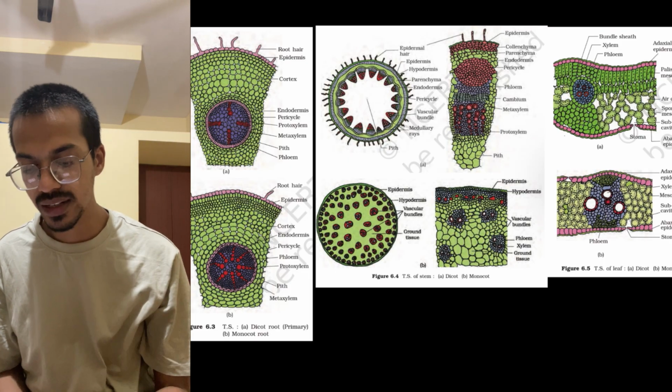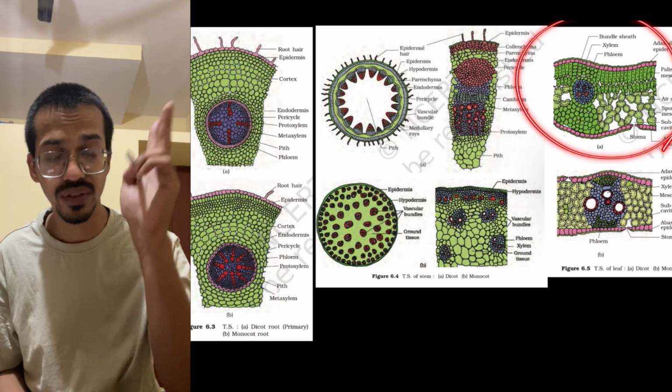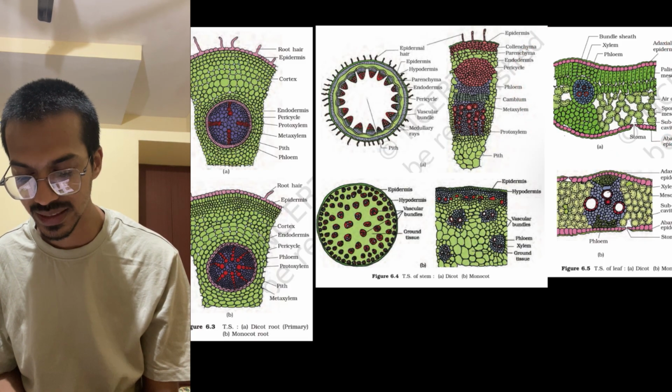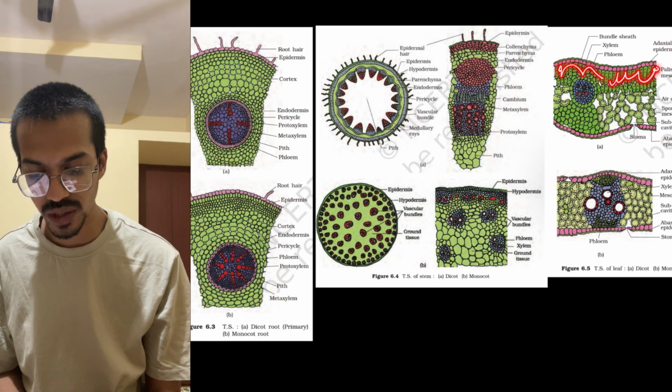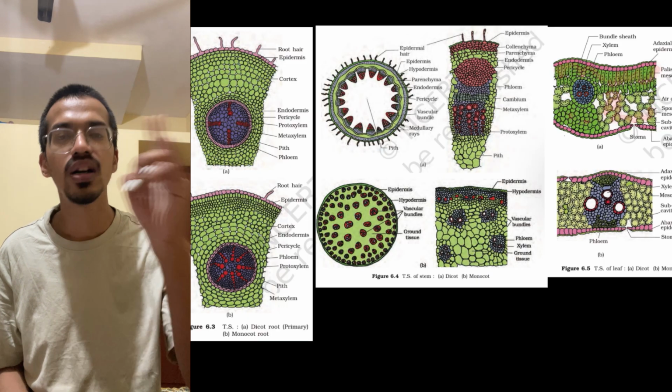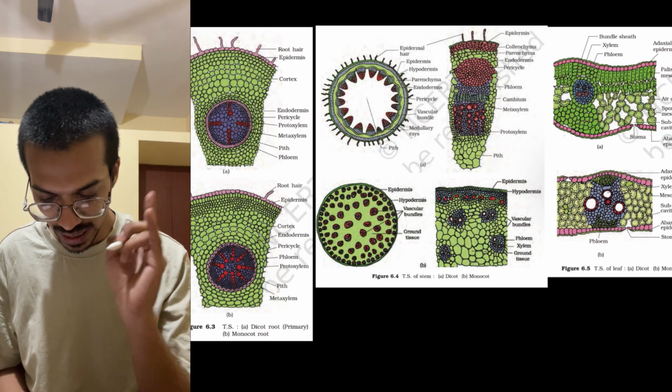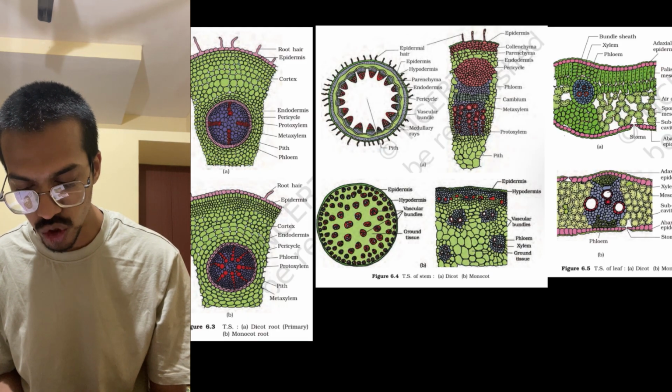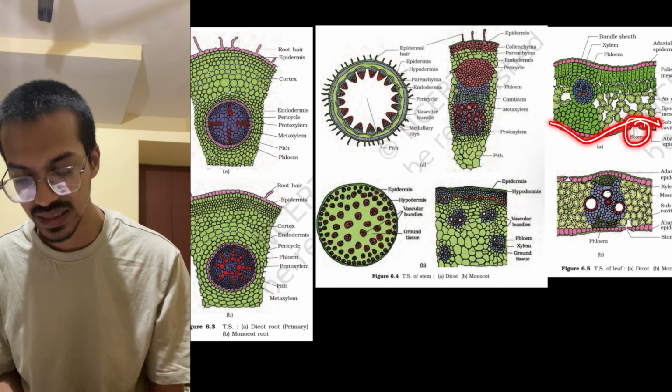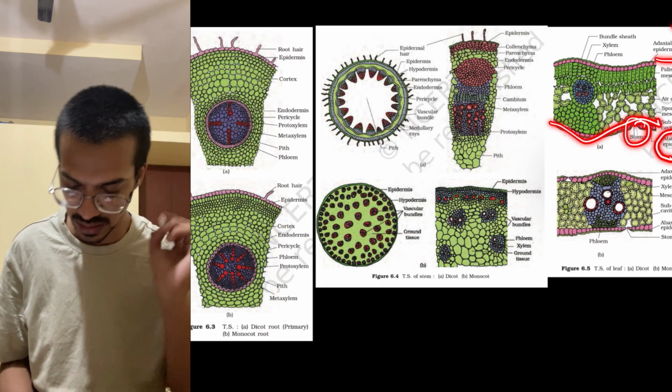Moving on to the leaf part, this leaf is showing two different types of cells. One is these palisade cells and the second is these spongy cells. This is seen in the dicot leaf. Moreover, on the dicot leaf you will see the stomata on the lower surface, which is the abaxial surface. The upper surface is the adaxial surface.